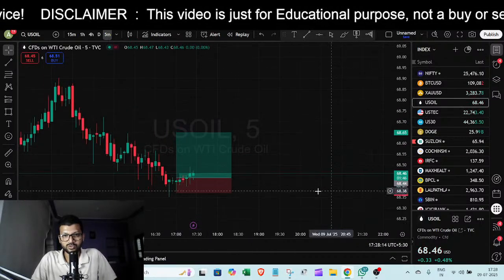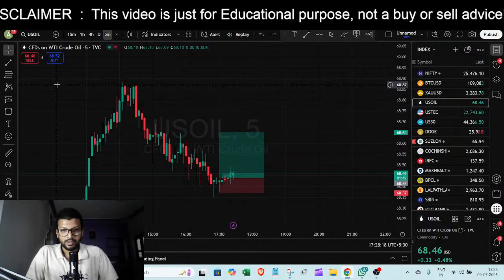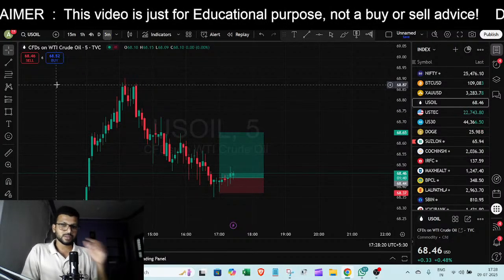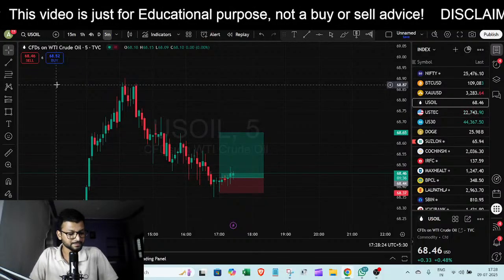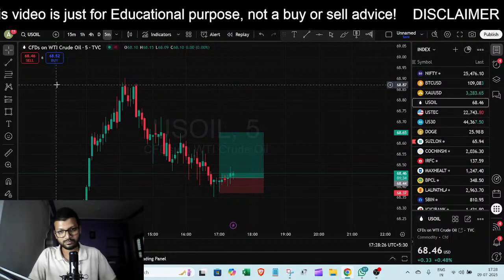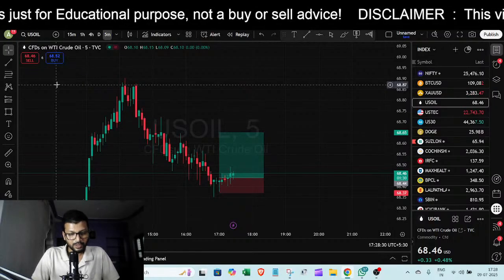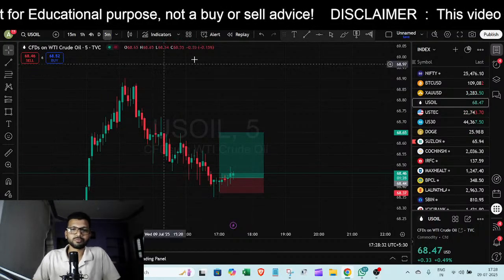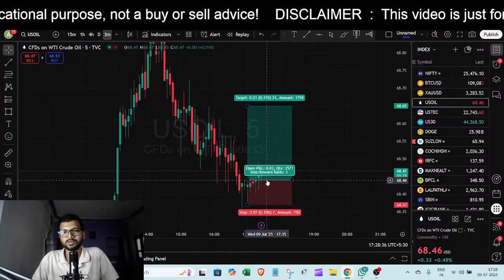There is much consolidation in US oil. Once the previous candle high breaks, we can expect a good move in US oil. And once you reach 50% of the target, you can trail your SL to cost.